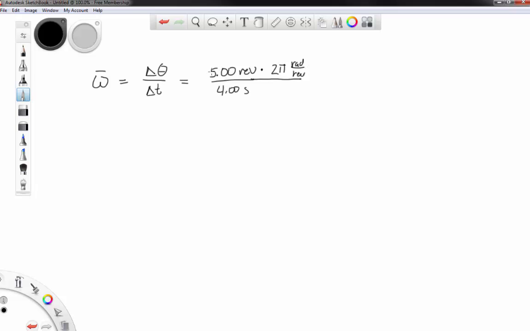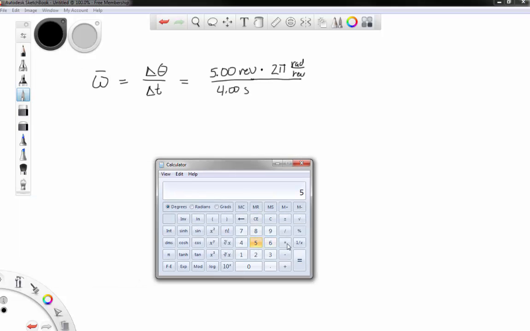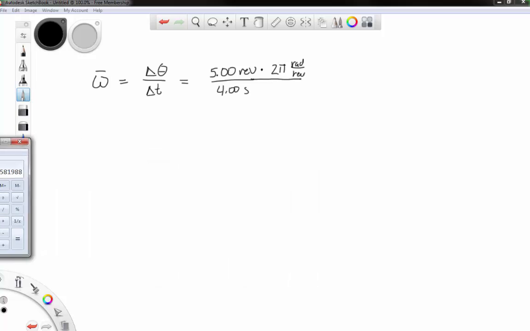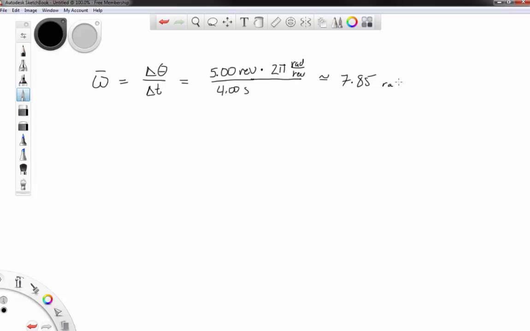So what we do here is we can do our multiplication and our division. We have 5 times 2 pi, and then that's going to be divided by 4. And we get 7.85 radians per second. So this is approximately 7.85 radians per second.